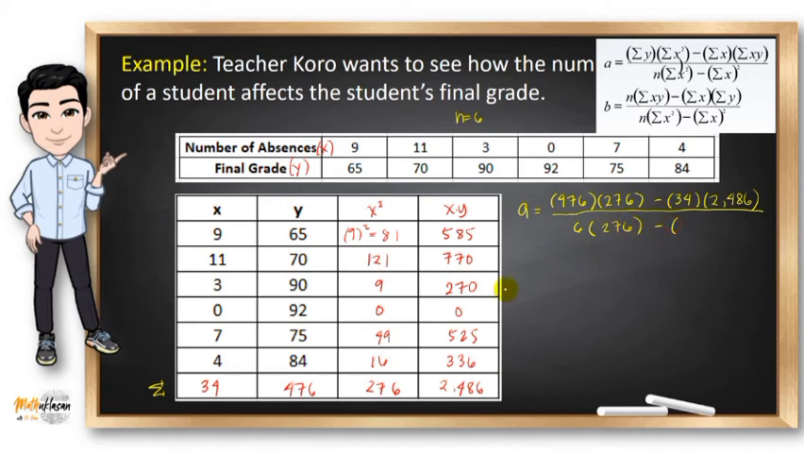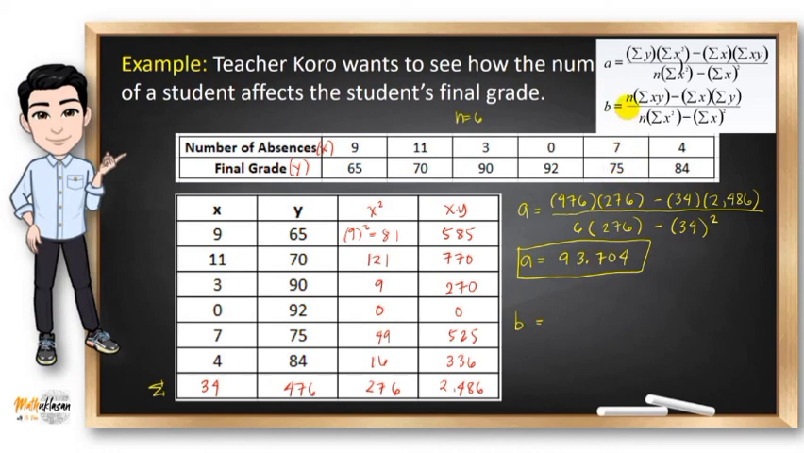Minus summation of x, which is 34, summation of x yun, di ba? 34, tapos square nyo yung value. At yung value na dapat makuha natin, of course, is 93.704. Rounded to 3 decimal places na lang ginawa ko. Okay? Now, nahanap na natin yung coefficient na A. Sunod naman yung coefficient na B.